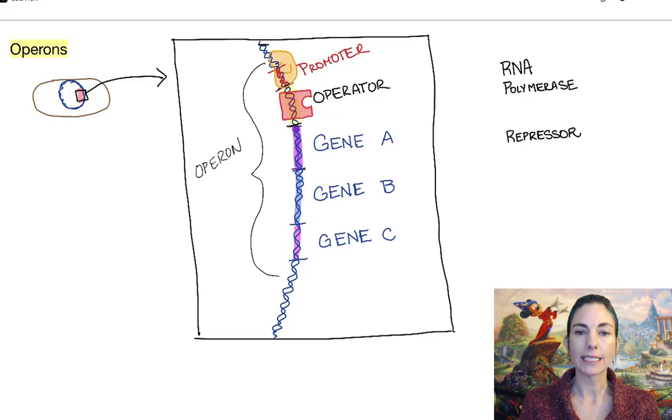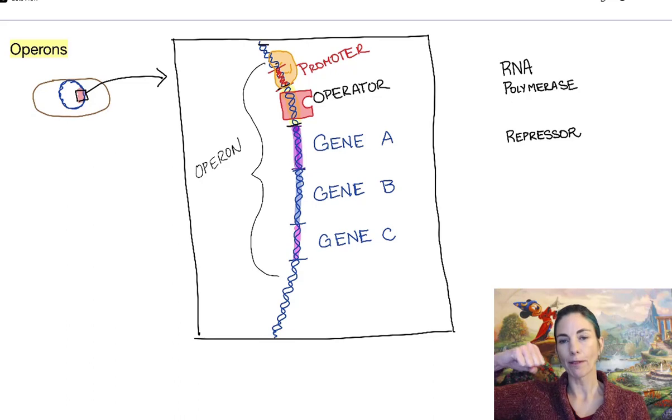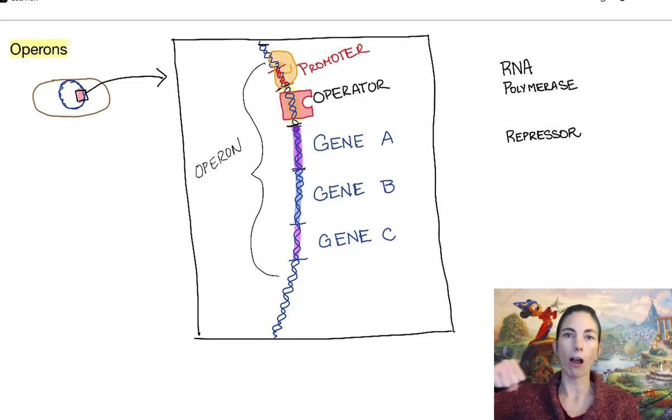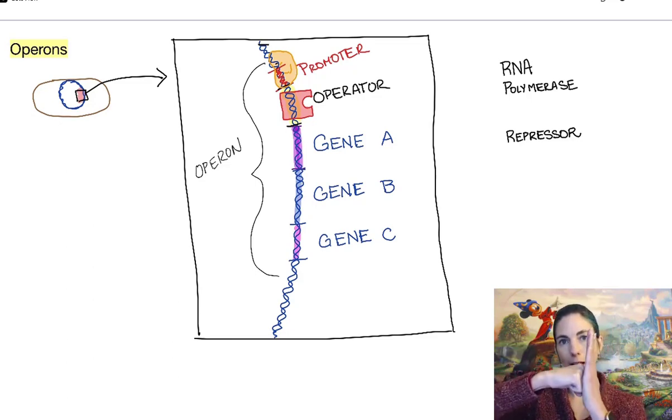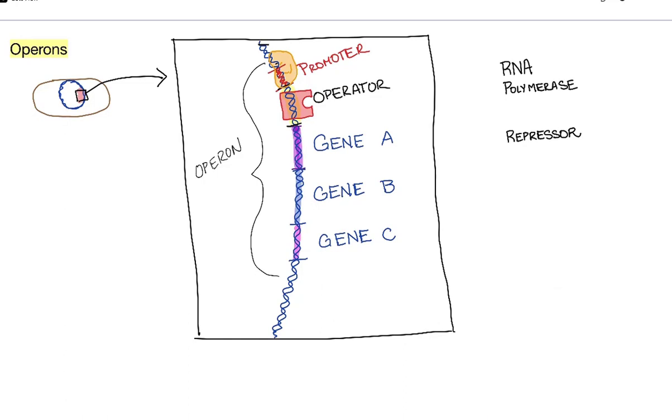And if it sits down on the operator like so, it prevents RNA polymerase from moving downstream and transcribing genes A, B, and C. It is a physical blockade. So if we assume that my fist is RNA polymerase and RNA polymerase is running along, the repressor is literally a wall. It's like, no, can't go past. So if the repressor is sitting on the operator, no transcription happens.